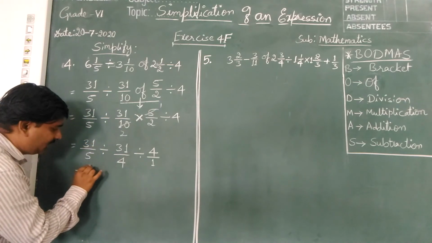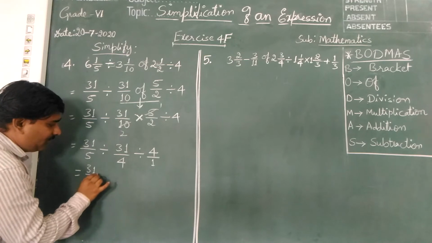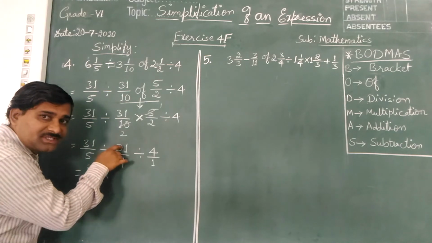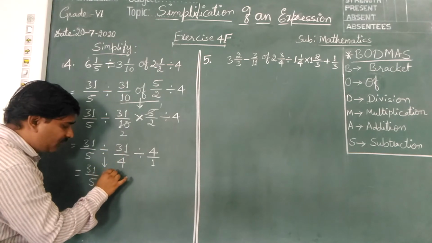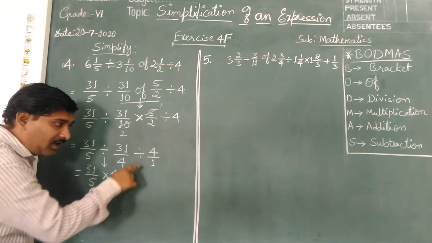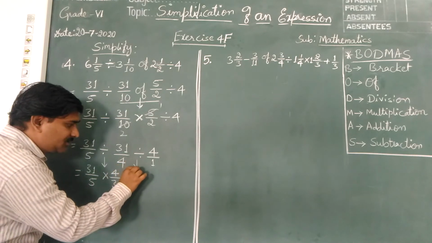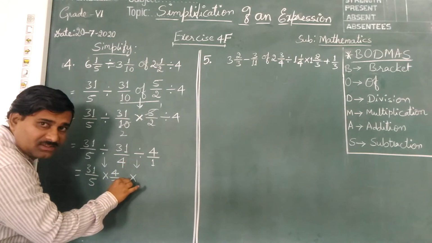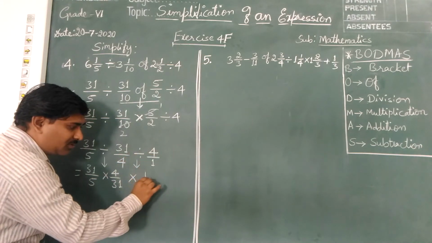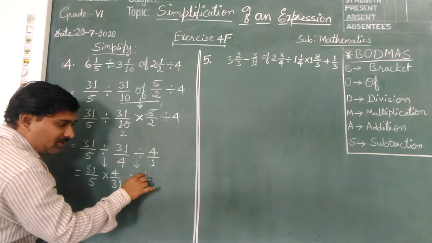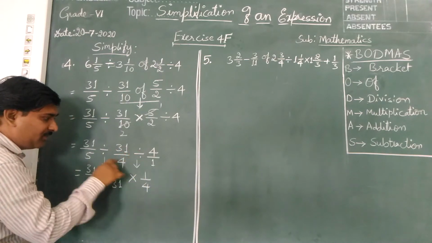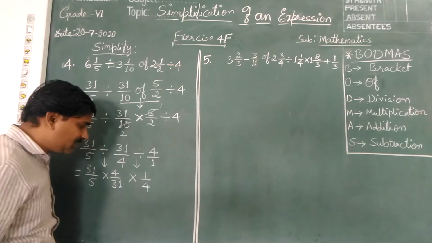Division, you know very well how to divide. First fraction as it is. When we change the sign, we should write the reciprocal of the second number. 31 by 4 will be 4 by 31. Again a division sign is there. Change to multiplication. If you change, the next number 4 by 1 becomes its reciprocal, which will be 1 by 4. So twice we wrote the reciprocal because two division signs are there.